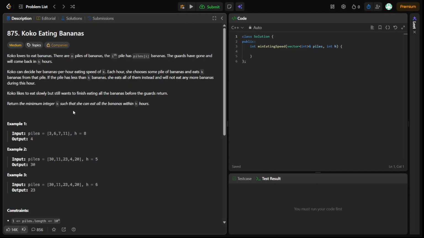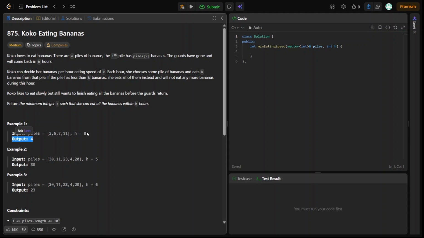What we are given is multiple piles of bananas. One pile has 3 bananas, one pile has 6, one 7, and one 11. Koko has several piles, and every hour she chooses exactly one pile and eats at most k bananas, which is the output basically, how many bananas she eats in 1 hour.